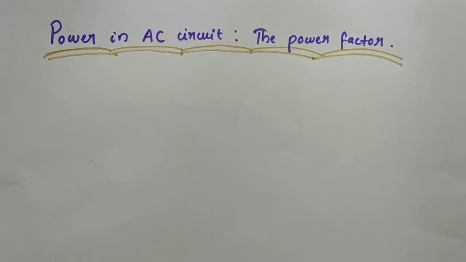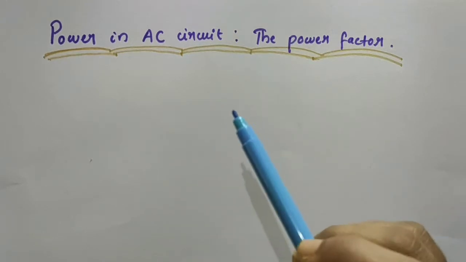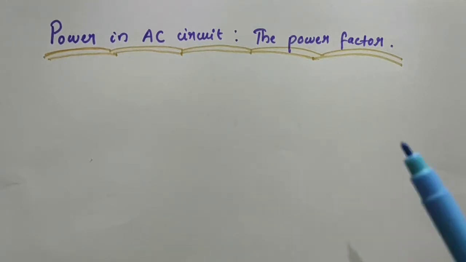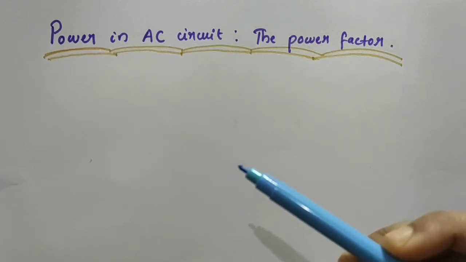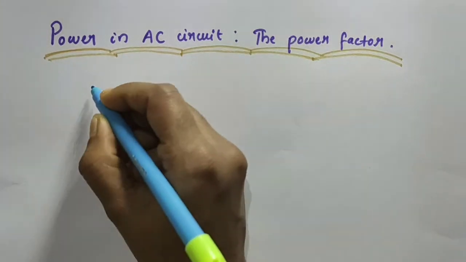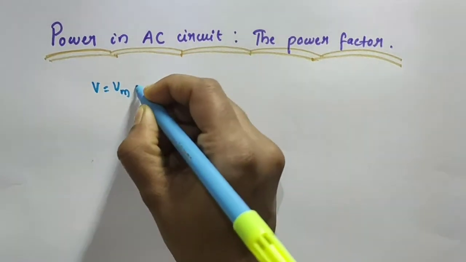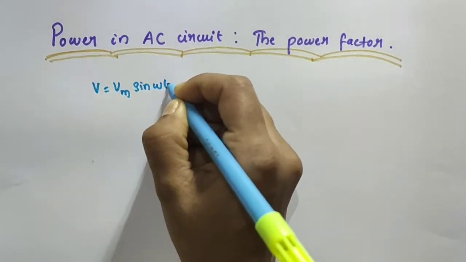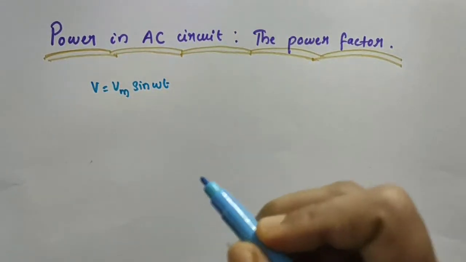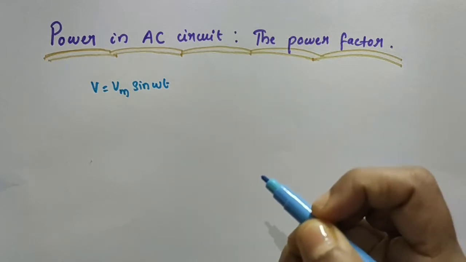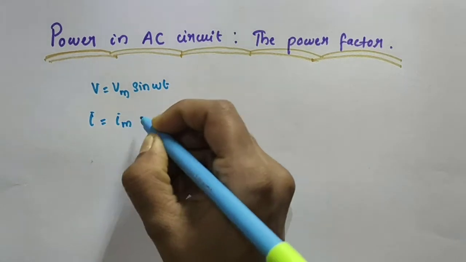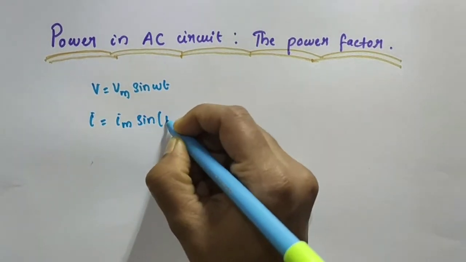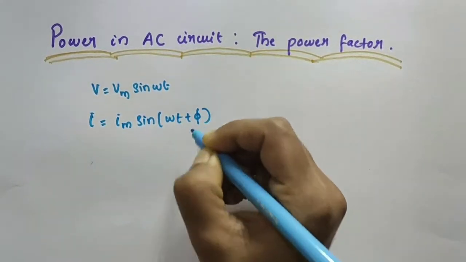Hello everyone. In this video, we will learn about power in AC circuit, power factor, wattless current. In the previous videos, we have seen that when an AC voltage V equal to Vm sin omega t is applied to a series LCR circuit, it drives a current I equal to Im sin of omega t plus phi.